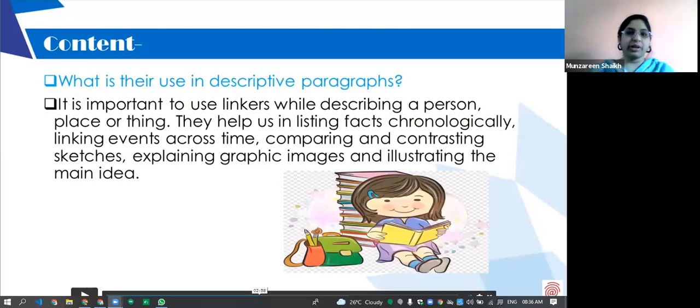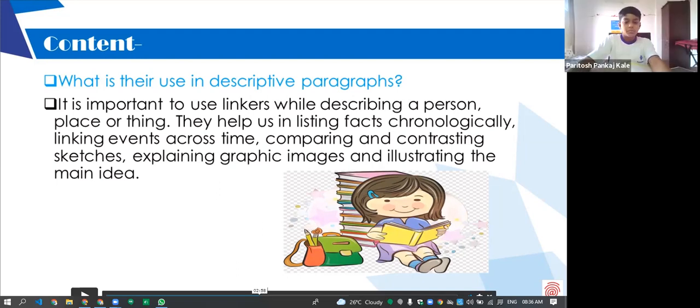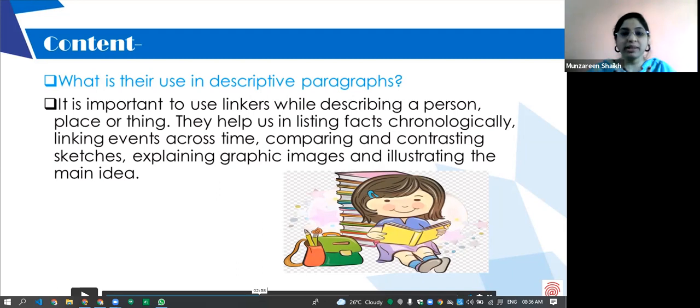Okay. So children, yesterday we saw about sentence linkers, right? How to use sentence linkers when we are writing a descriptive paragraph. What are the criteria we need to follow when we are using a sentence linker in a descriptive paragraph, when we are describing a person, a place or a thing. Okay, so how sentence linkers also help.